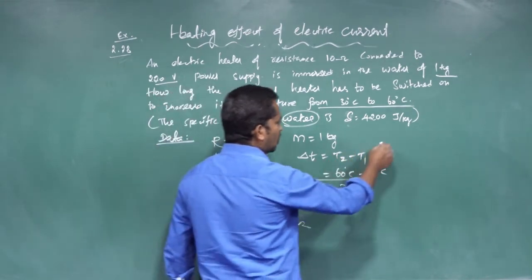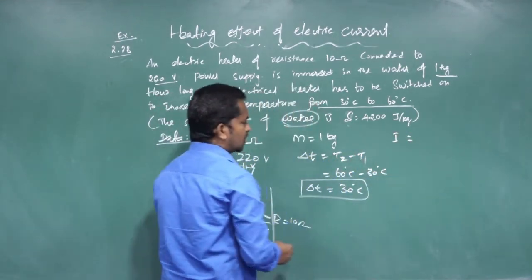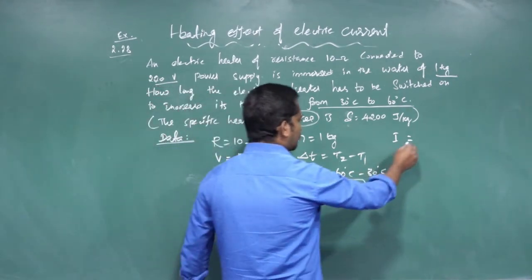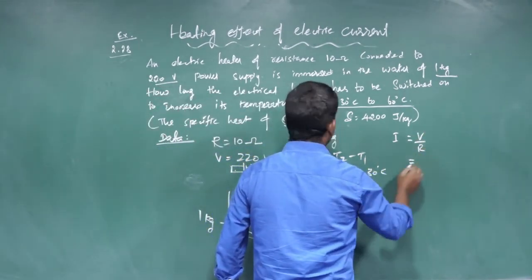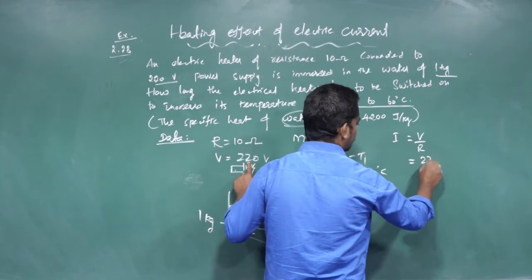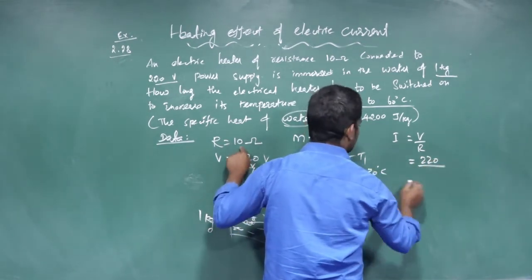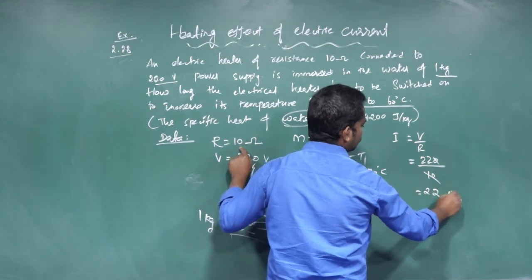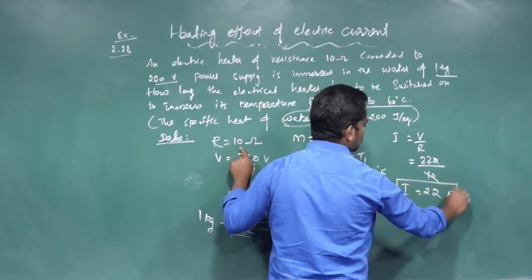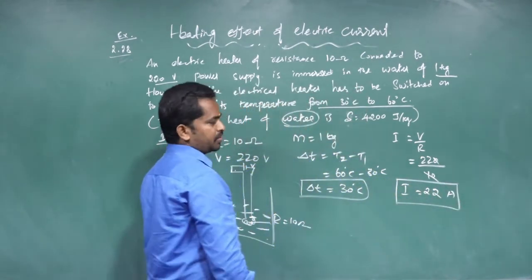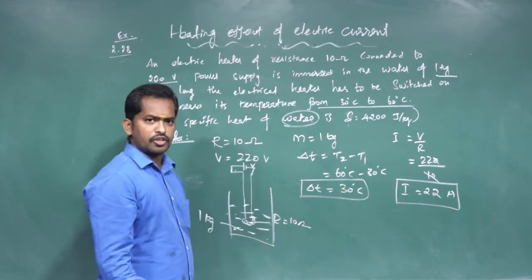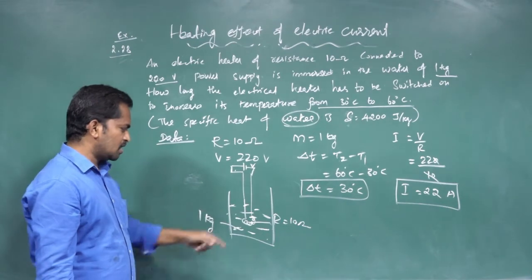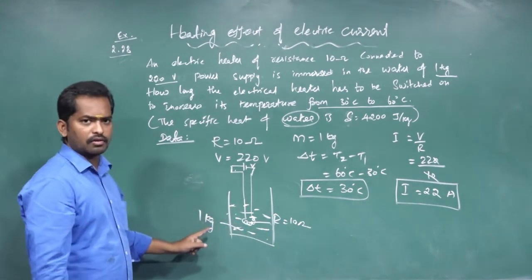I is equal to, according to Ohm's law, V is equal to IR, so I is equal to V divided by R. What is the V value? 220, divided by the R value, 10. So I is equal to 22 ampere. So 22 ampere current flows through the heater immersed in 1 kilogram of water.